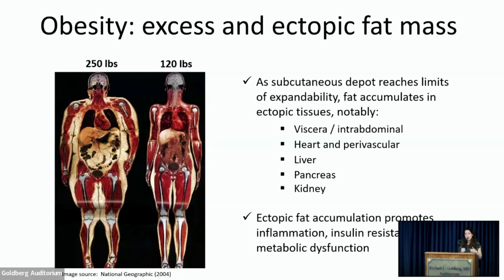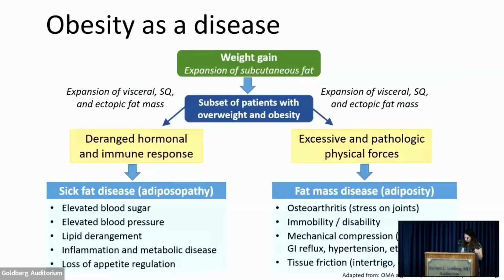So this is kind of that spectrum. And again, everyone's going to have their own genetic potential. Environmental things like smoking and alcohol use are going to modify how aggressively somebody stores fat in those organ spaces. But this is really the link between fat accumulation and inflammation and insulin resistance, which ultimately leads to metabolic dysfunction.